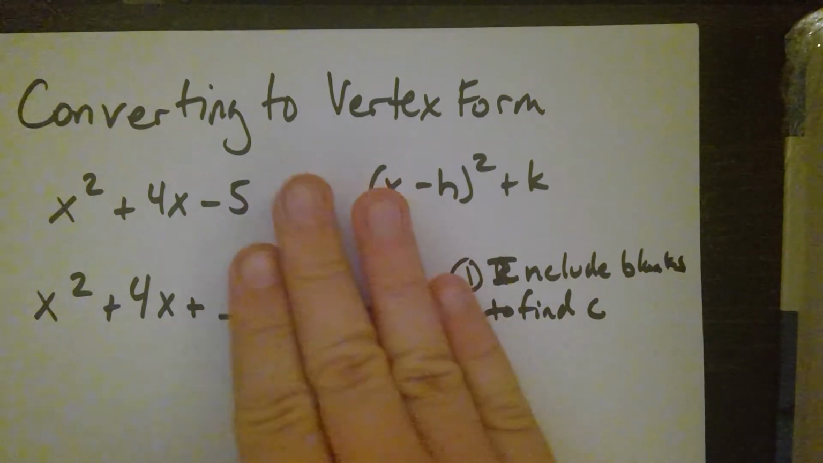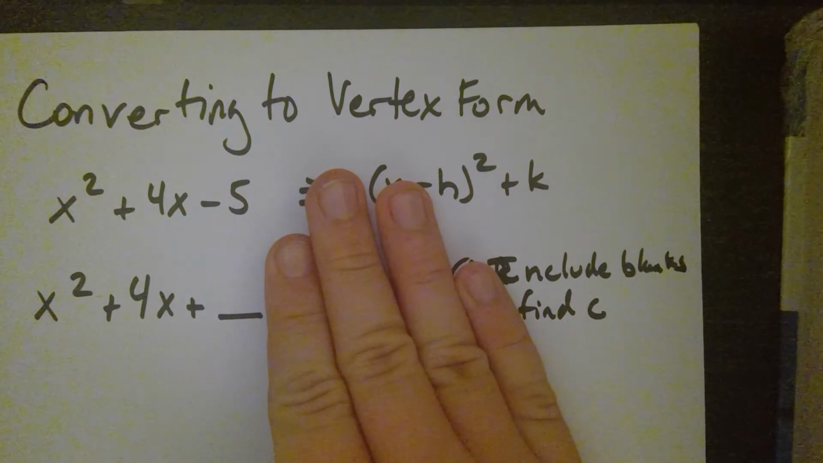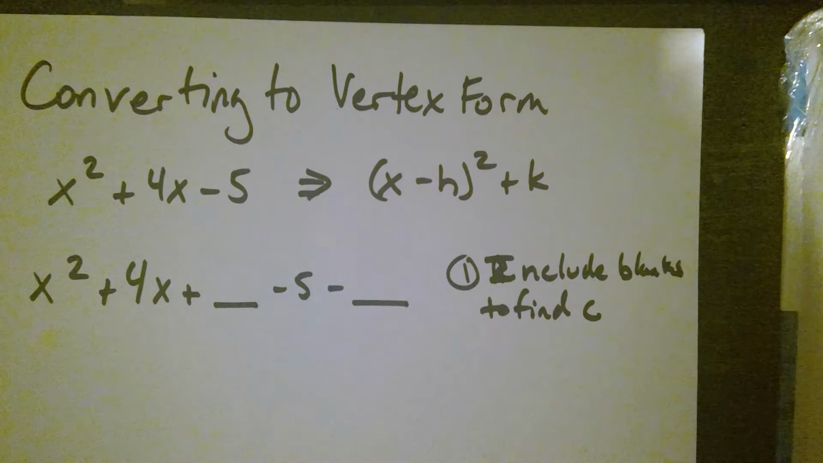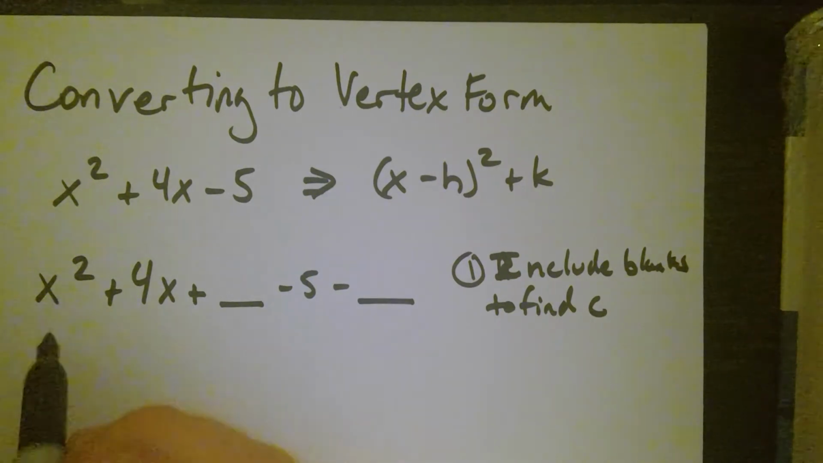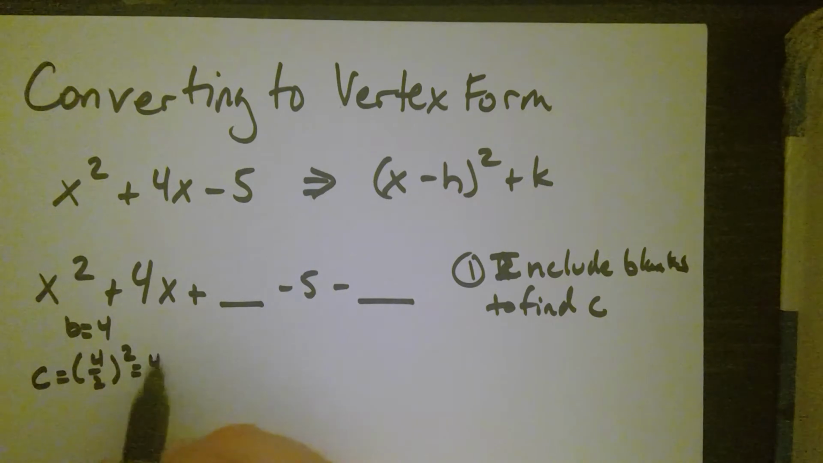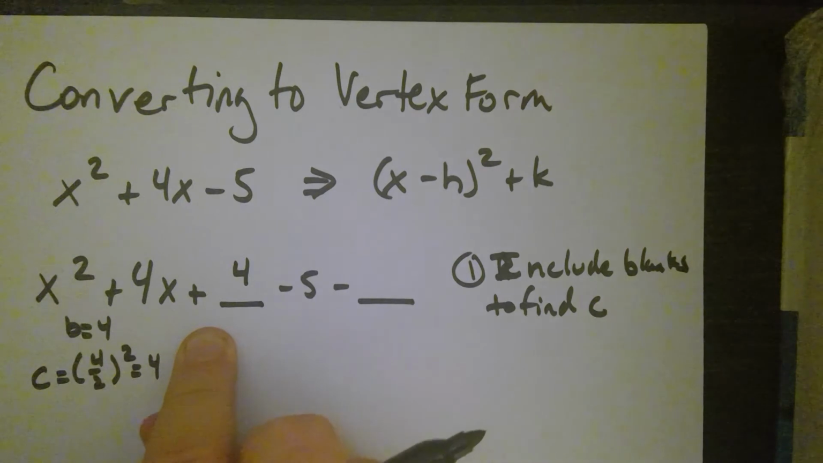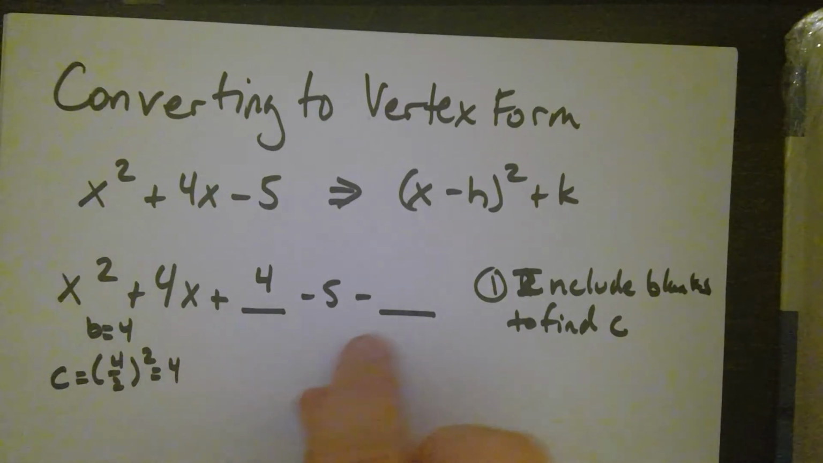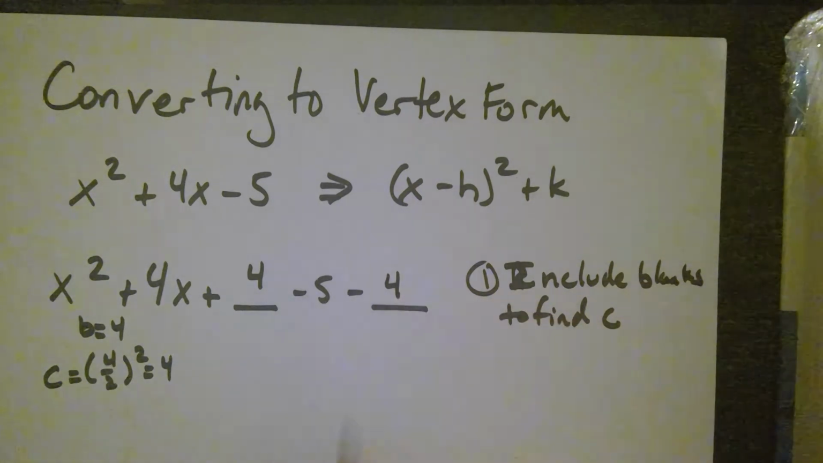So now look at this. If I cover this part up, we are completing the square. We're trying to find C. So we know that, let's take first off, B is going to be what? B equals 4, which means that C equals 4 over 2 squared, which equals 4. So we have plus 4. Now if we have plus 4 here, what do we have to do on the other side? Minus 4. Okay? Minus 4 on the other side.